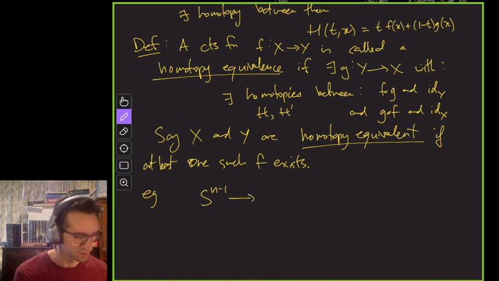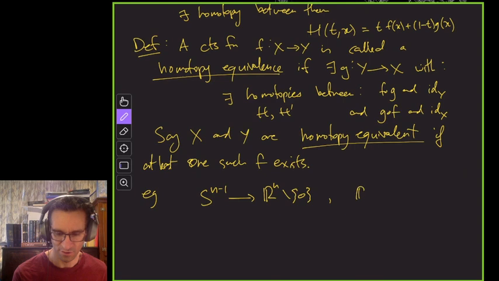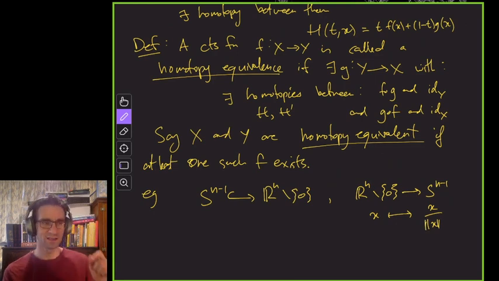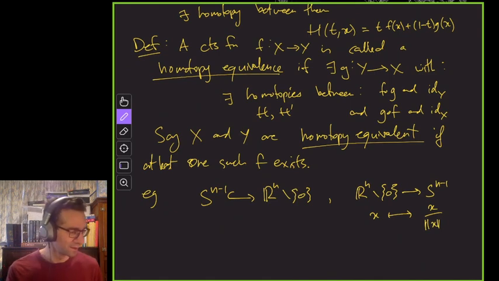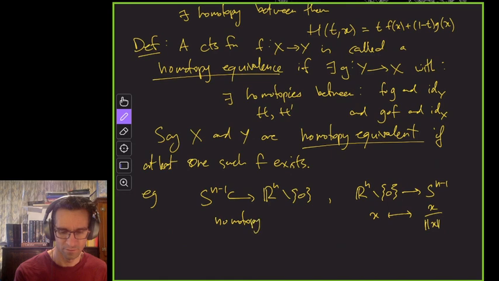Okay, so for example, I can map S^(n-1). Well, this sits inside R^n. I'm going to take R^n and rip out the origin. And there's a function going the other way, which takes an x and sends it to the same thing but divided by the length. So this is the inclusion map, and this one is well defined because x is never 0, and it's a unit vector. So this is the homotopy equivalence.